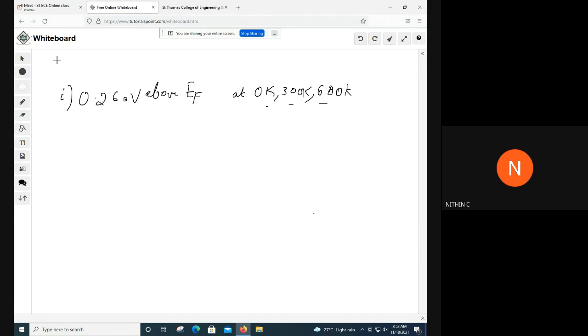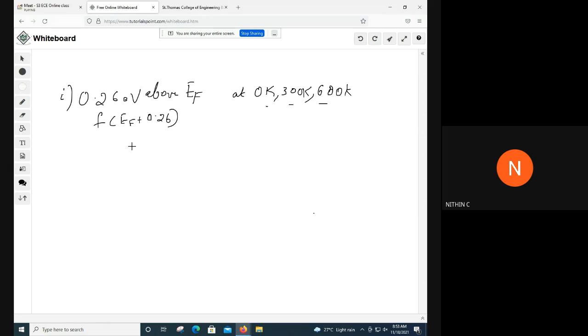So that was the first one. And I think everyone got the answer for the first part. First part, we need to find f of EF plus 0.26. This is actually what is written over here. 0.26 electron volt above EF. It's actually above EF, so it will be EF plus 0.26. This is what we need to find at 0 Kelvin, 300 Kelvin, and 600 Kelvin.